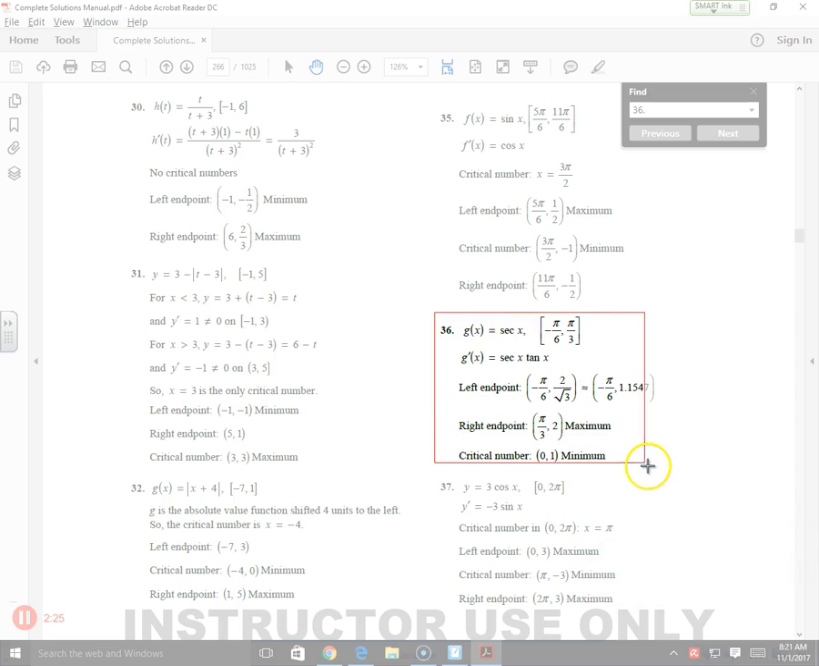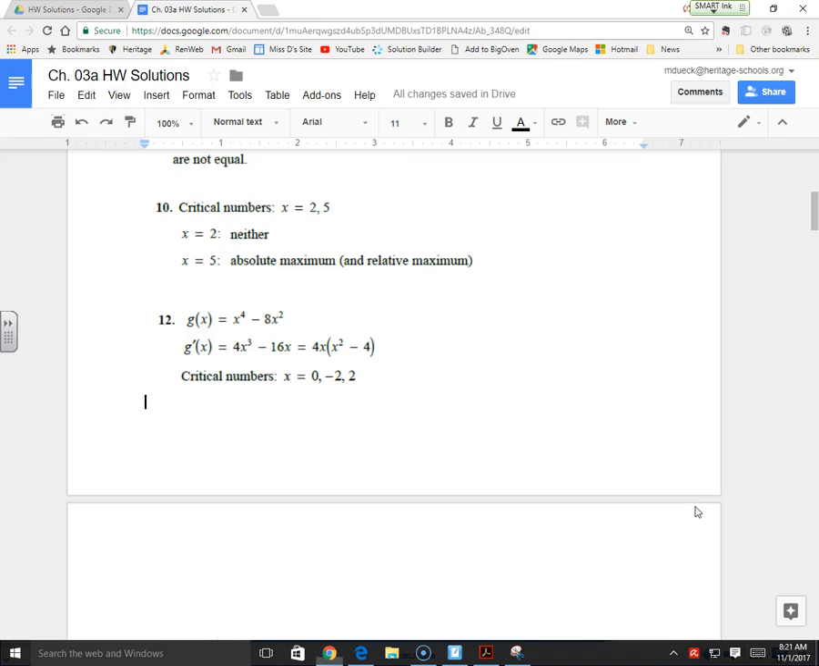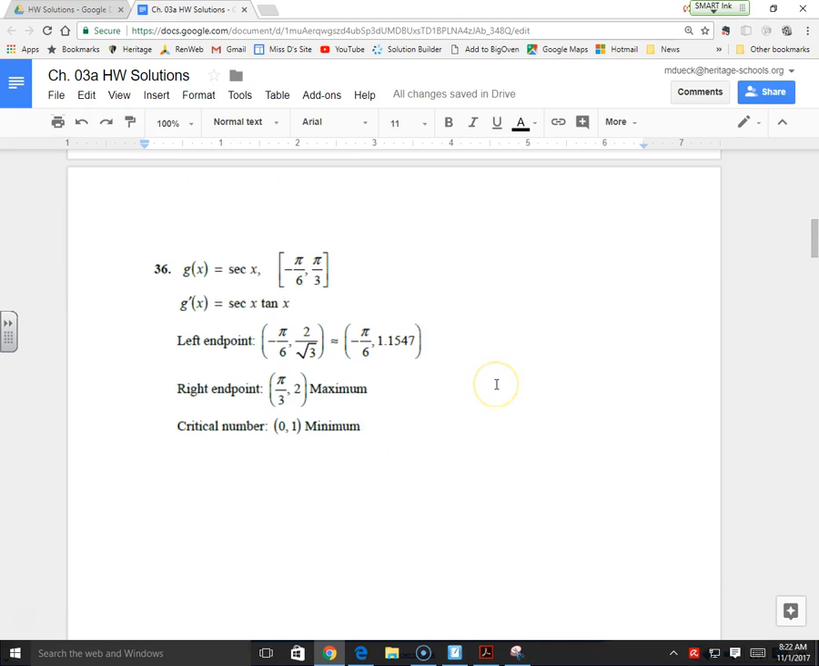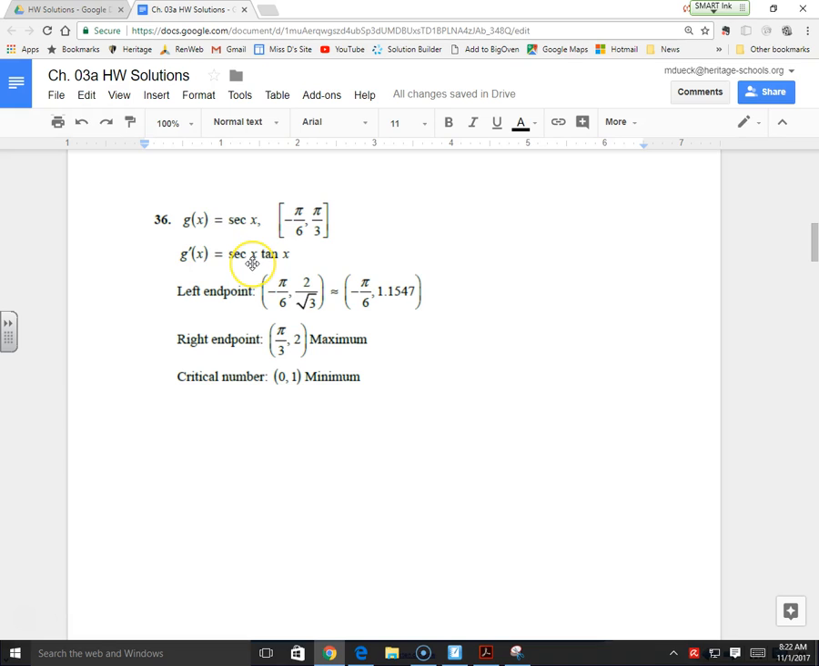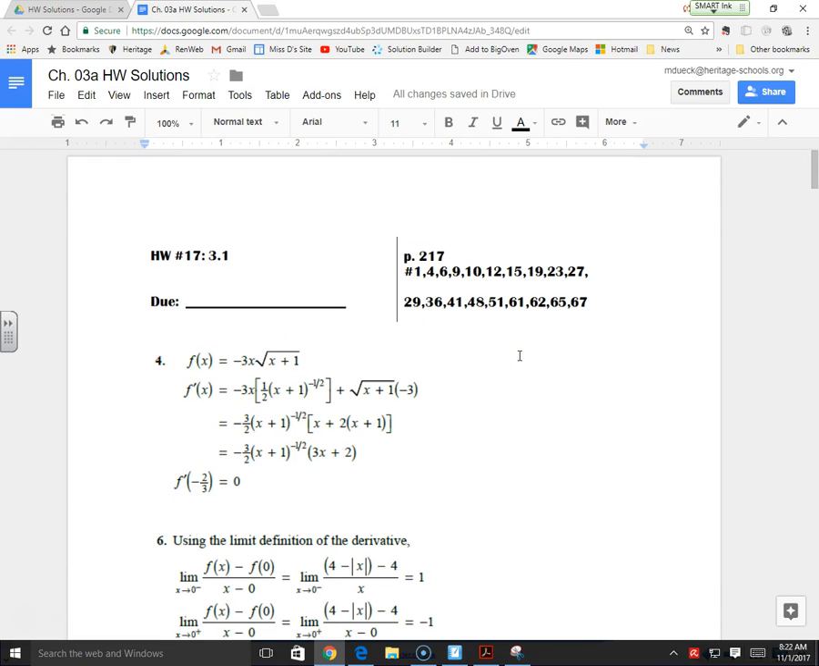Number 36 is our next even, if you want to get there. Ooh, it's a trig one. Secant. First of all, did you use the derivative rule for secant? Well, I think that was the next even, right? Yeah, it was.